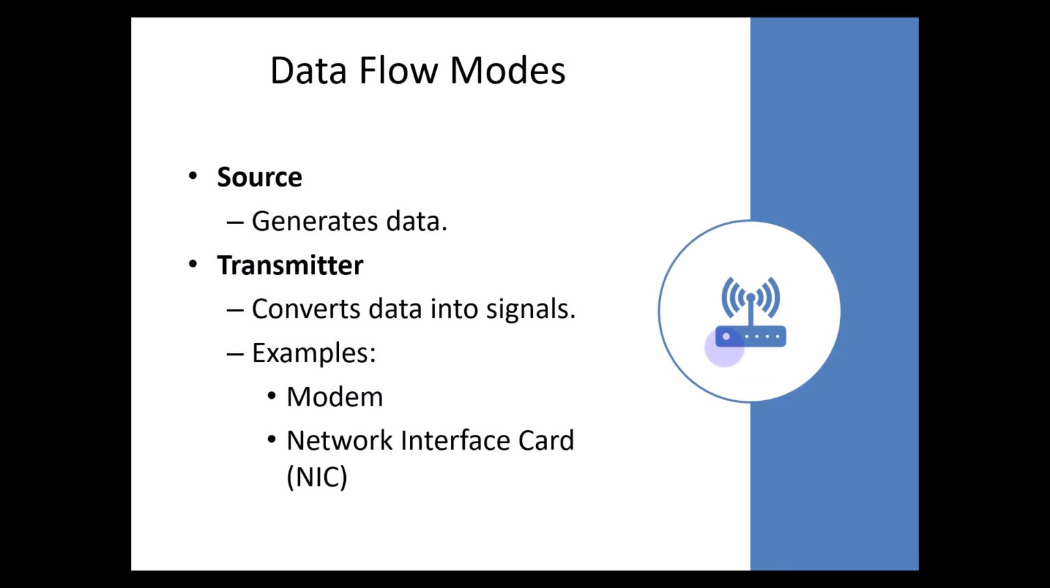I've already explained this, so let's briefly go through. The source generates the data. The transmitter converts data into signals before it goes onto the channel. For example, the network interface card of your laptop will convert the data into signals before it transmits. The same thing with a modem.